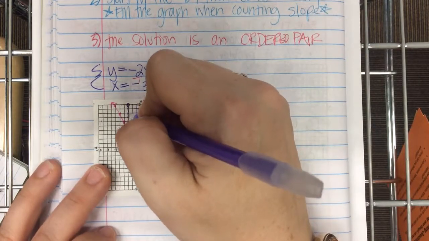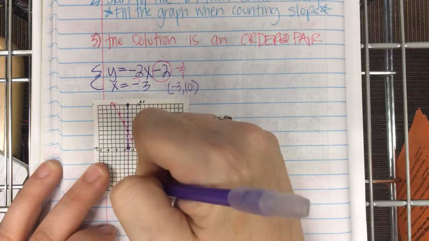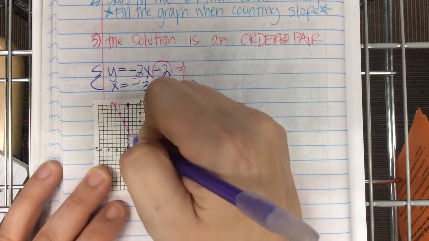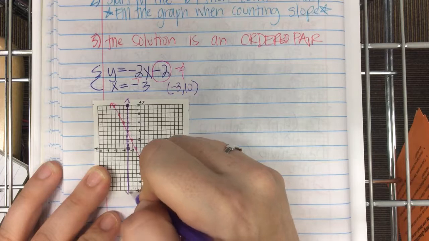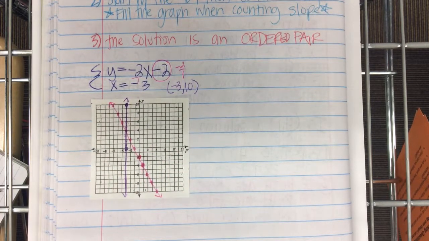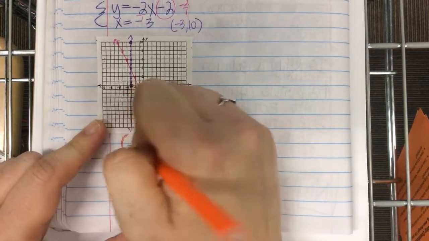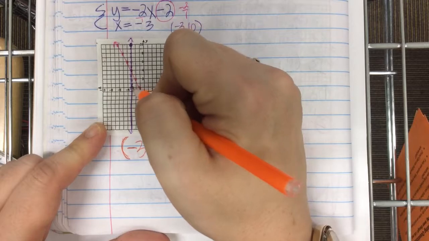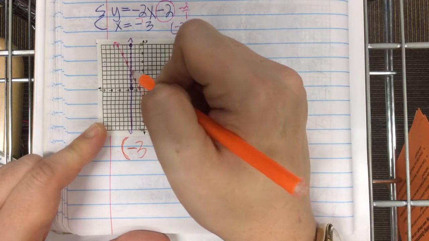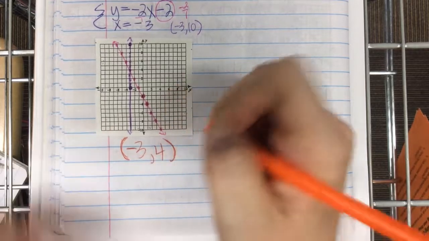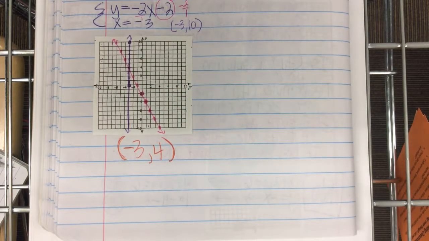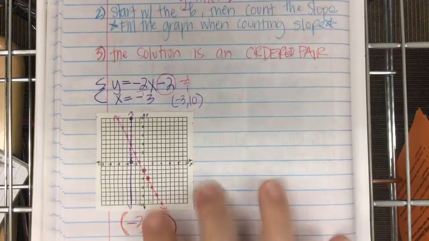What did they do? They intersected. They share an ordered pair. What's the solution? Negative 3, 4. Negative 3, then up 1, 2, 3, 4. Positive 4. That's our answer. You're done. That's honestly really easy. That's the only two numbers that will make both of these true.